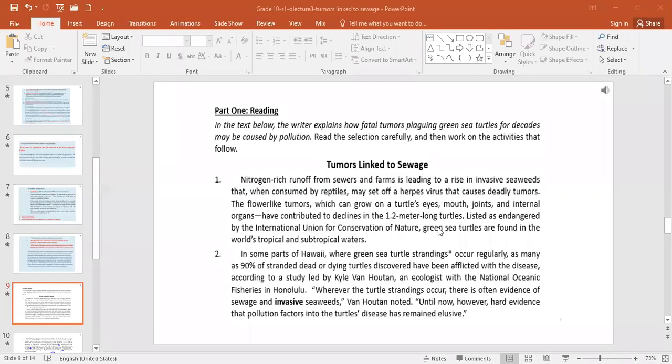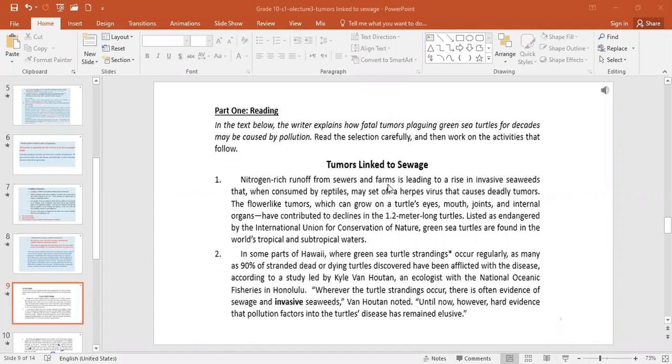Read the selection carefully. Fatima, please read. I'm listening. Tumors linked to sewage. Nitrogen from sewers forms as a rise in invasive seaweeds that, when consumed by turtles, can grow tumors on their mouths, which contributed to declines in the 1.2 meter long turtles listed by the International Union for Conservation of Nature. Green sea turtles are found in the world's tropical and subtropical waters.